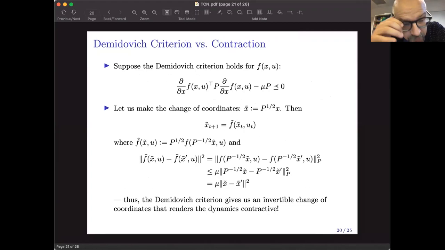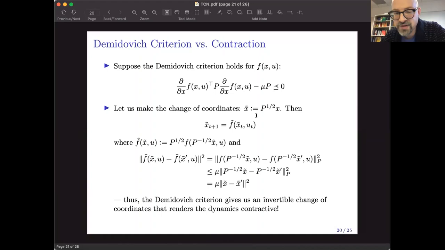How does the Demidovich criterion relate to contraction? It's obvious. Suppose we do have this Demidovich criterion. As I said, all we need to do is introduce an invertible coordinate change. We define new state variables, x tilde, which are given by multiplying the original state by the square root of P. And then when you express everything in that coordinate system, you actually get classic contractivity, but in this other norm, right? So the Demidovich criterion gives us an invertible change of coordinates that gives us contraction.